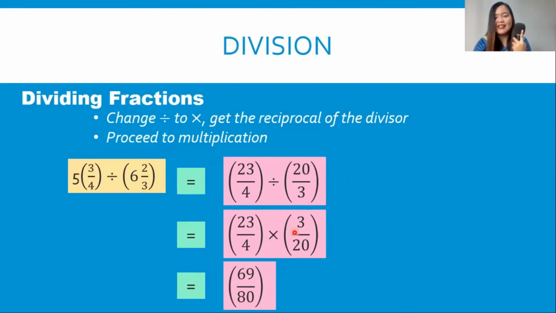We cannot cancel in this part kasi 4 and 20 are horizontally aligned, and it cannot be simplified or cancelled. So that's now the answer.